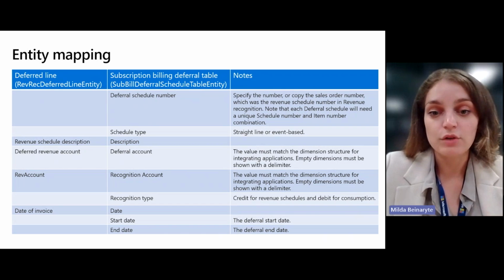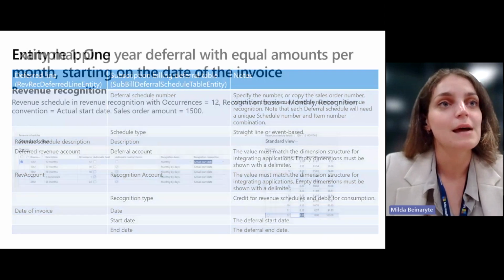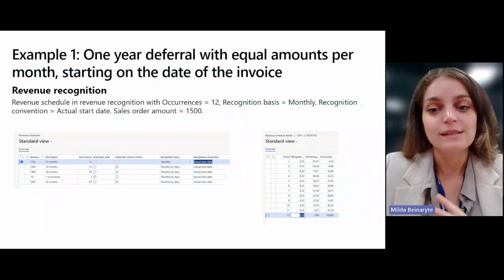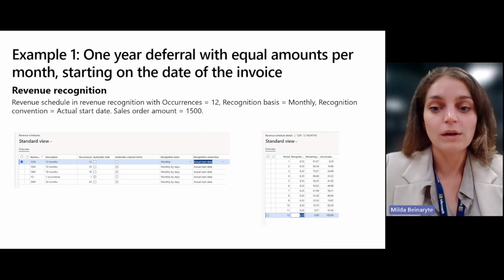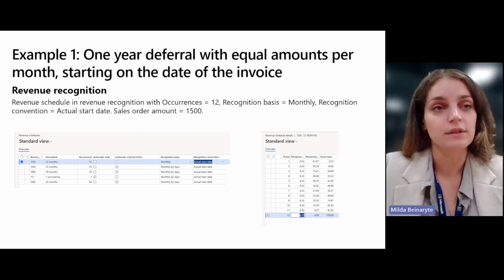Well, these are just the configurations and parameters and entity mapping. However, let's get into the examples, and we have 4 in total. So example number 1 would be 1 year deferral with equal amounts per month starting on the day of the invoice.